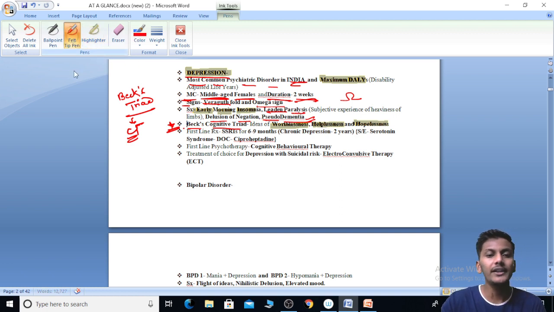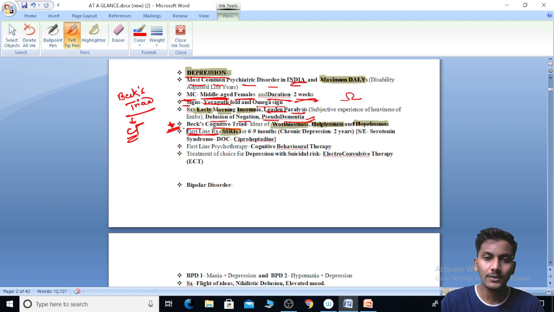Now talking about the treatment of depression. So please remember guys, the first line treatment of depression is usually which drugs? Please remember, the first line treatment of depression is usually SSRIs. What are SSRIs? Selective serotonin reuptake inhibitors.